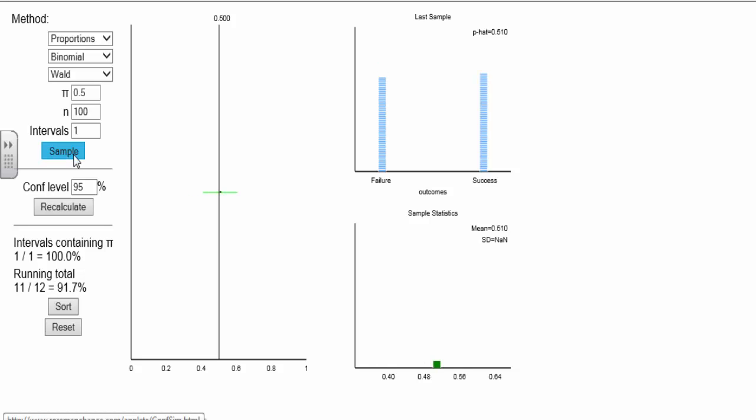And you can also see on the green segment how it's moving according to how close we are to within that confidence interval.